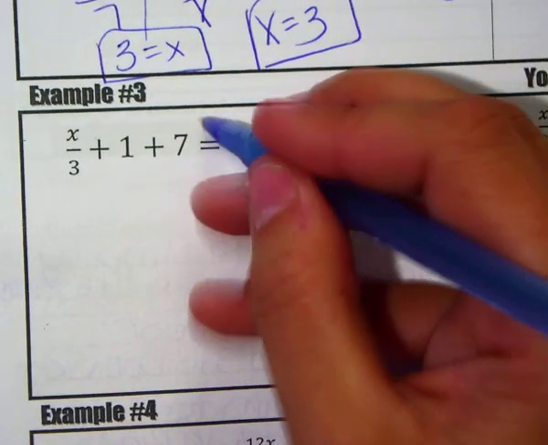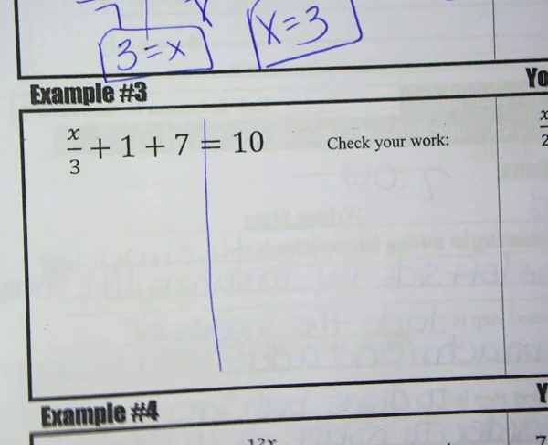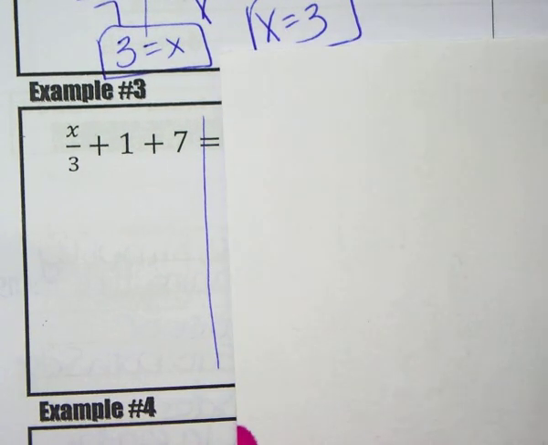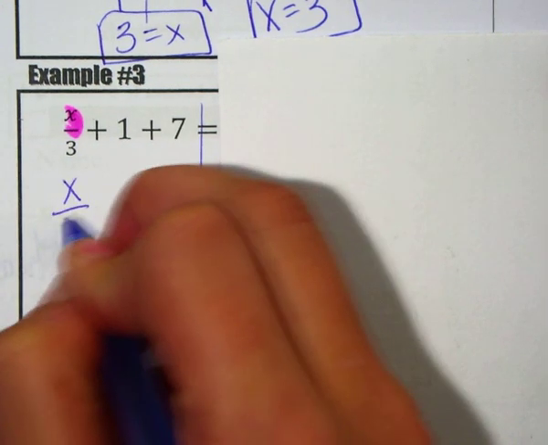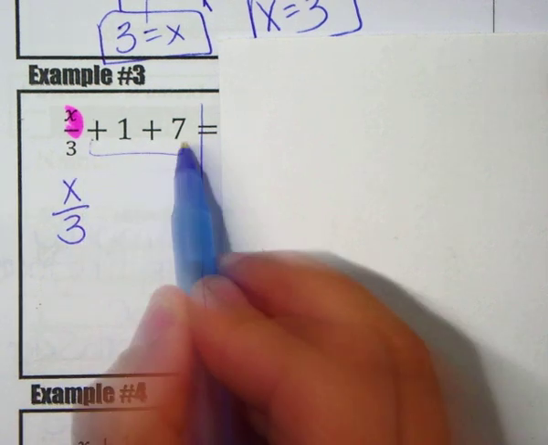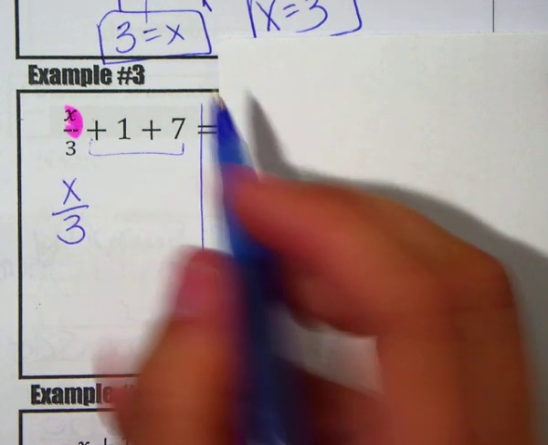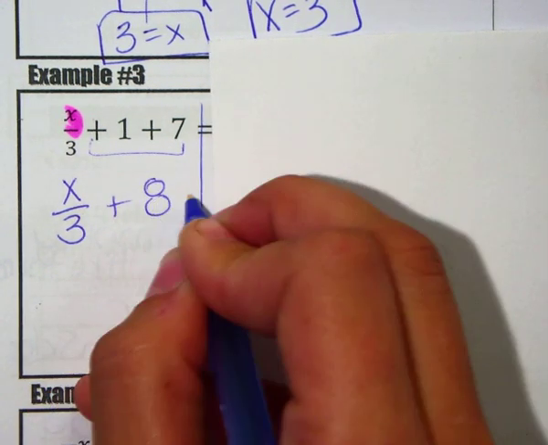Example number 3. Same idea. Draw your wall. We have two expressions. We need to simplify this one first. x over 3. Okay, it's just going to hang out there. No other x's. And then we need to combine these terms. 1 plus 7 is 8.